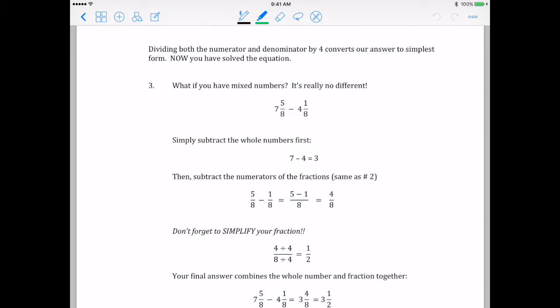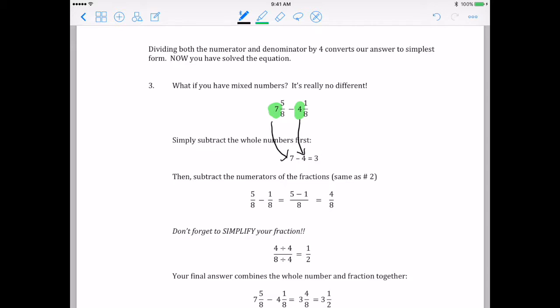So for number 3, what if you have mixed numbers? Well, it's really no different. So you have 7 5/8 minus 4 and 1/8. You're going to start by subtracting the whole numbers first. So I took the 7 from this mixed number and the 4 from this mixed number and brought them down here to subtract. So 7 minus 4 equals 3.